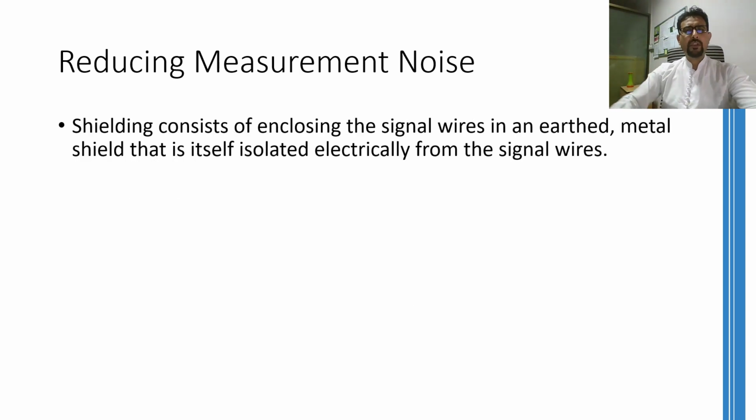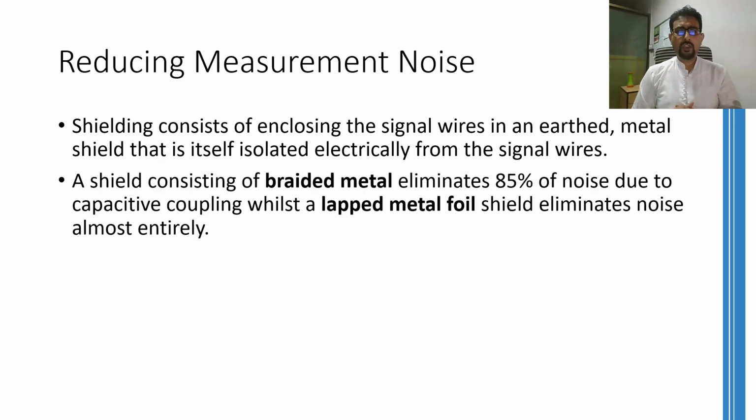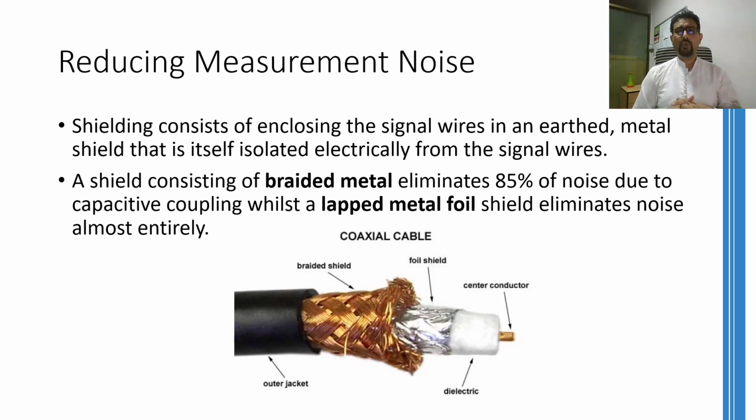Another way to reduce the measurement noise is to enclose the signal wire in an earth metal shield that is itself isolated electrically from the signal wires. A shield in this case is normally made up of braided metal and lapped metal foil. You must have seen this kind of shielding around the coaxial cable that is used to carry the cable TV signal and sometimes the internet signal as well.